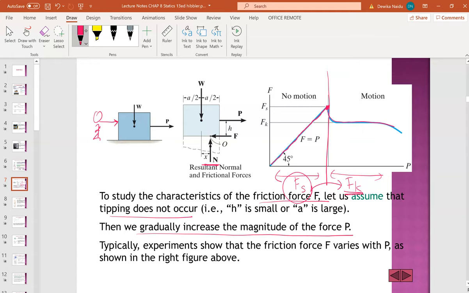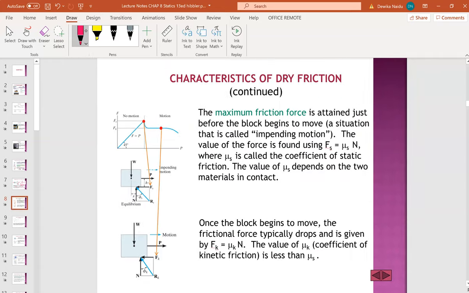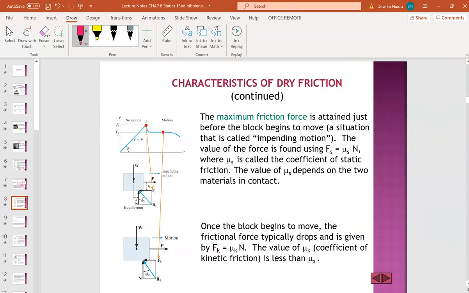Once again, can you see the n is shifted because the p is here? If the p is on the opposite side, the n will be somewhere around here. That's how the drawing is done. Now let me continue. The maximum friction is attained just before the block begins to move. That's called the impending motion. So where is the impending motion? It's just about to move here.